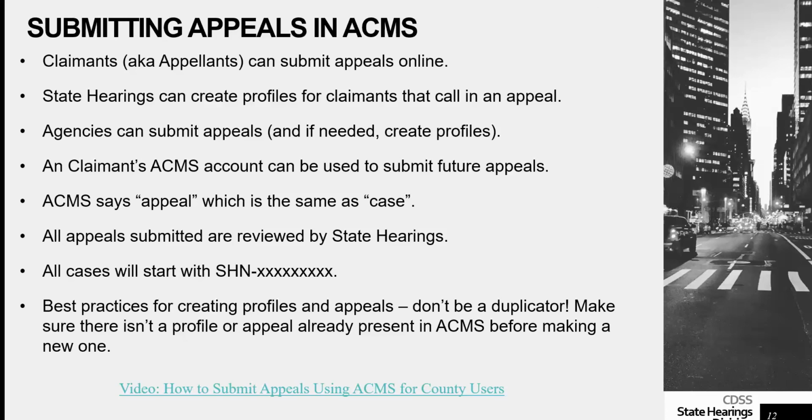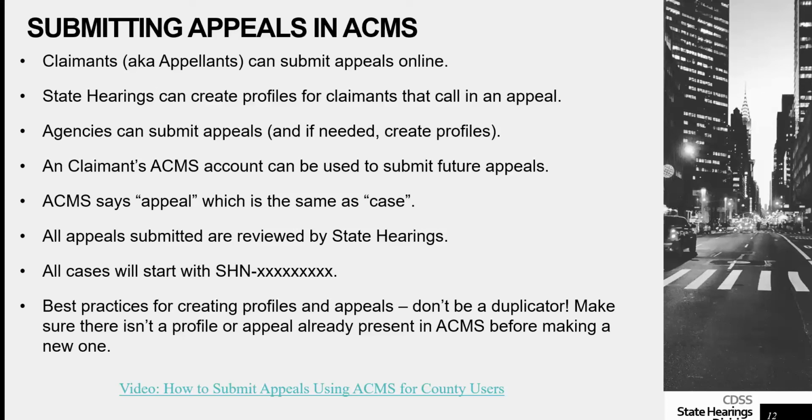Some counties do submit their appeals online by using ACMS. Some counties choose to send that information to state hearings through secure file transfer, and we online them for them. Claimants or appellants can submit their appeals online with ACMS, or they can call us or fax us. State hearings can create those profiles regarding claimants.